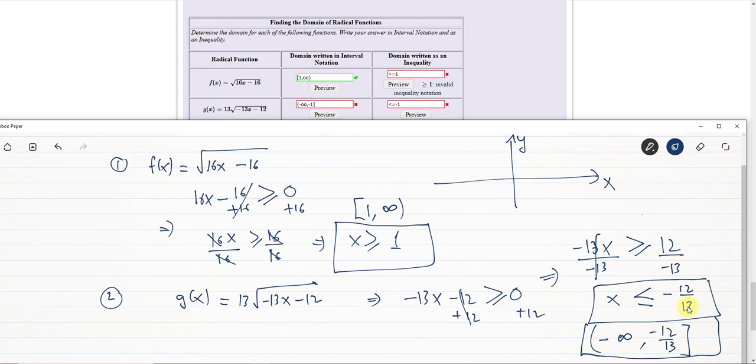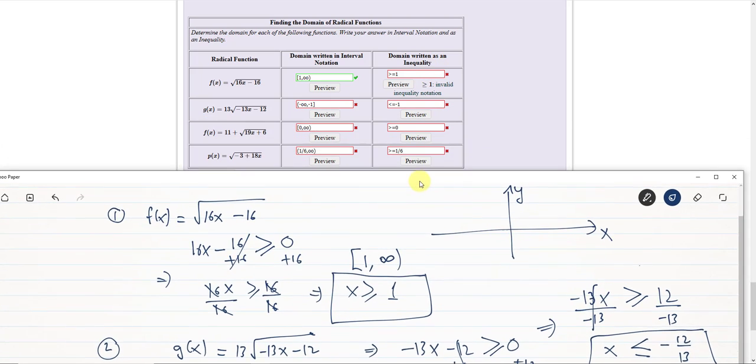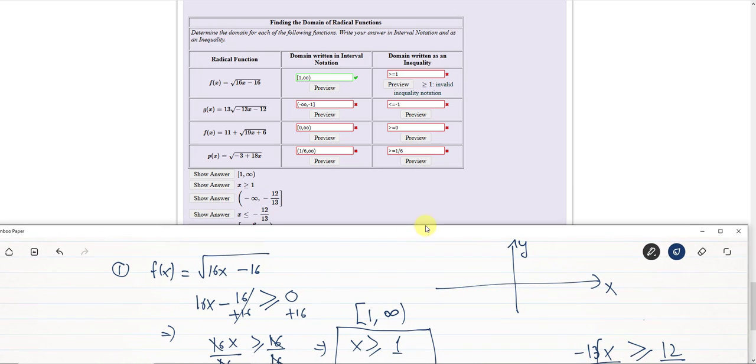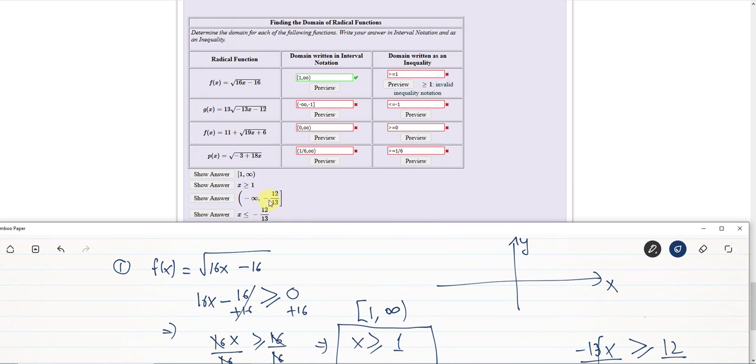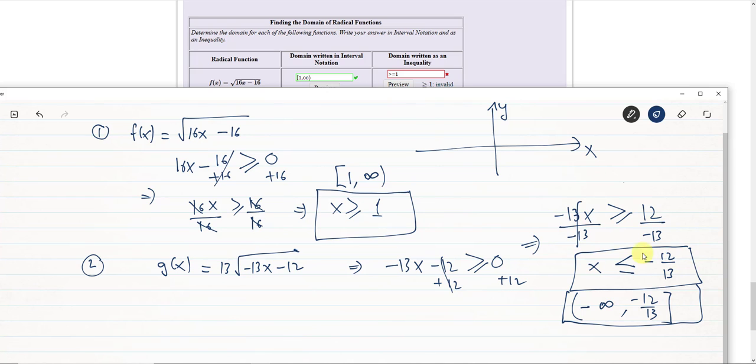This one is for the inequality notation, and this one is for the interval notation. And that is the answer that you should see here. Minus infinity up to minus 12 over 13 is the interval notation, and x is less than or equal to minus 12 over 13 is your inequality notation.